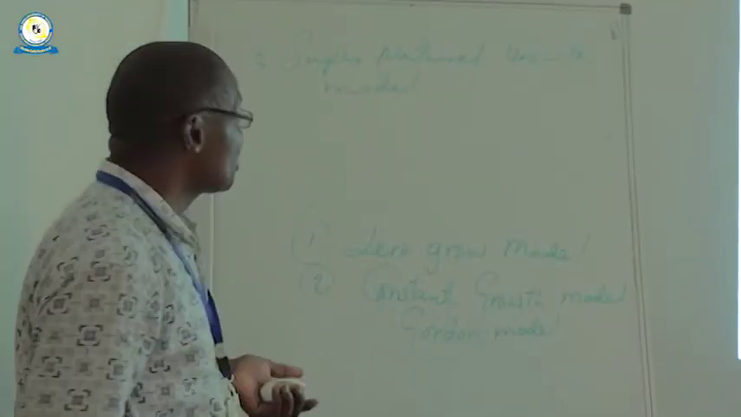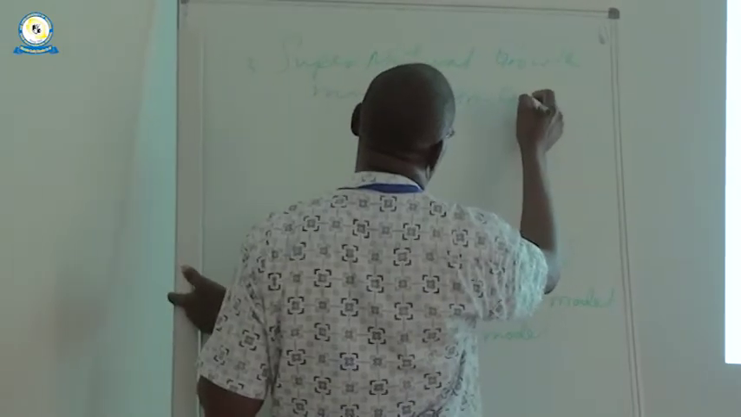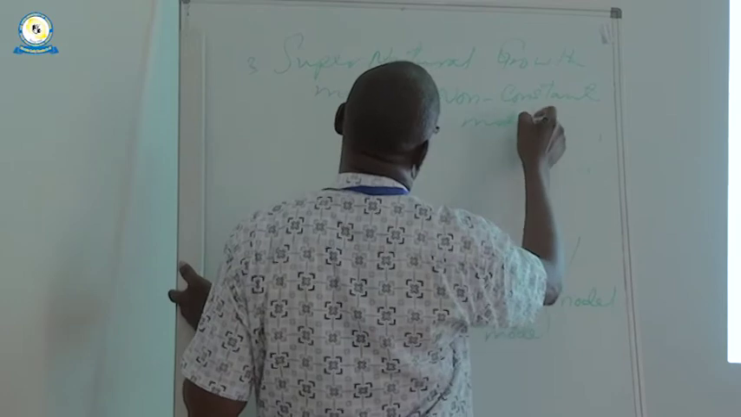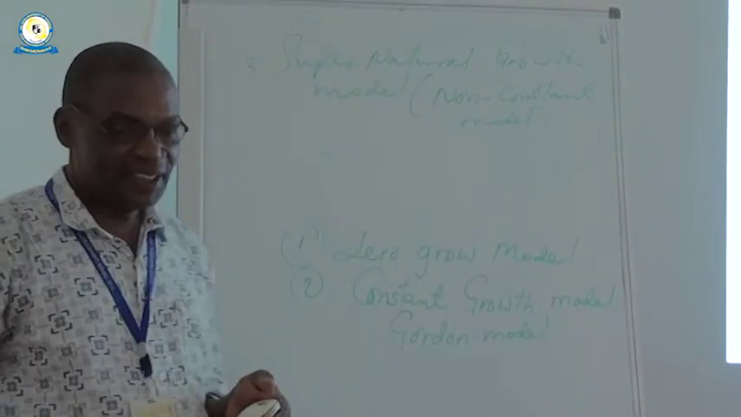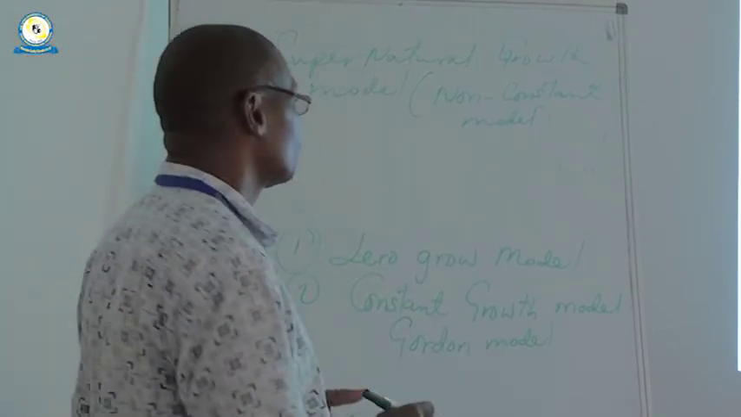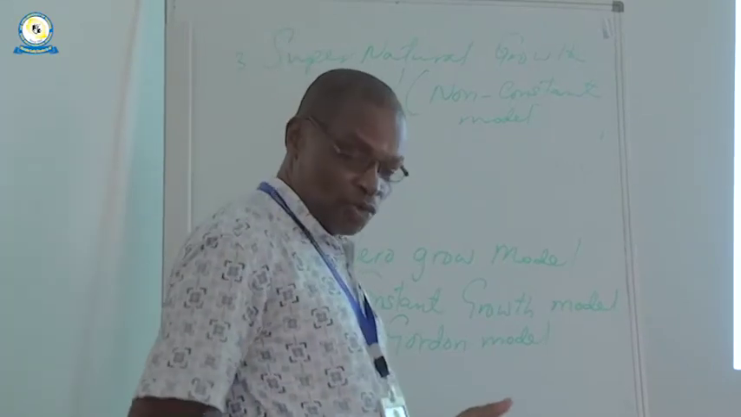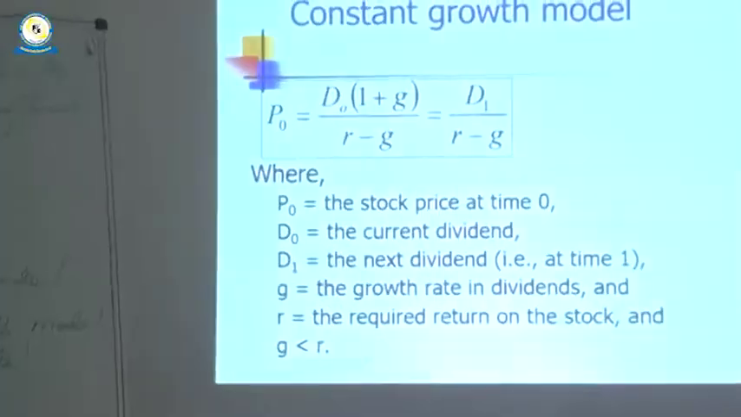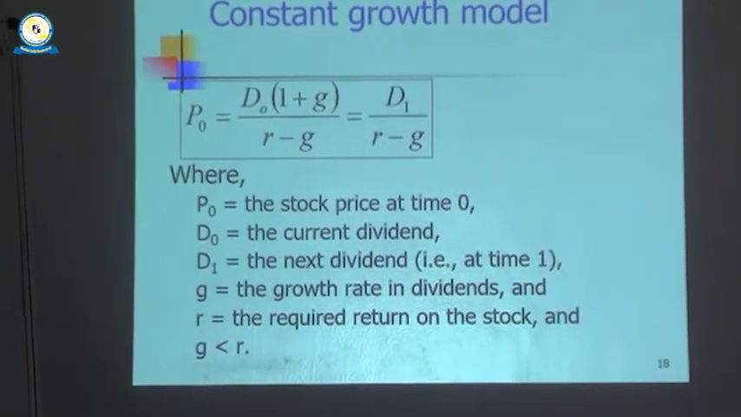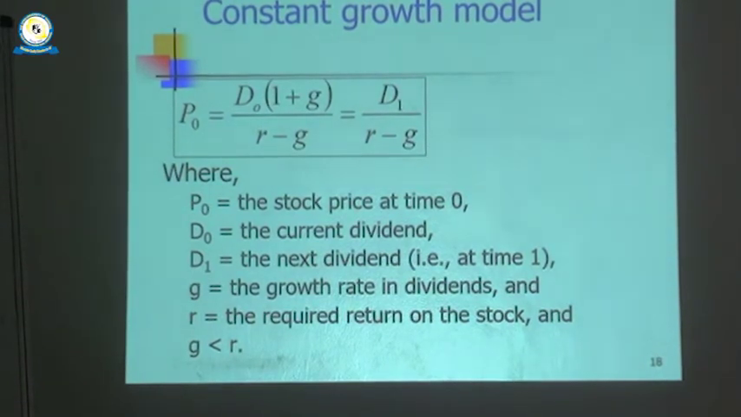Or sometimes they call it non-constant. Those are three models based on income. Now, the first model is zero growth. Why zero growth? It means that in this regard, the dividends do not grow at all. Zero growth.